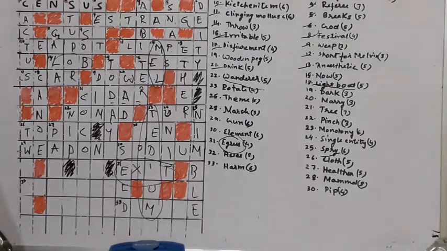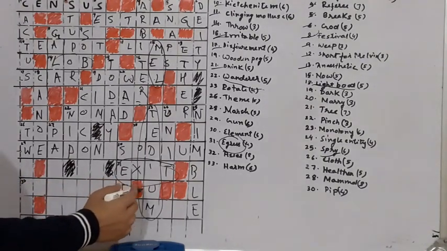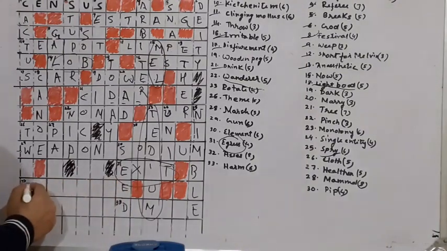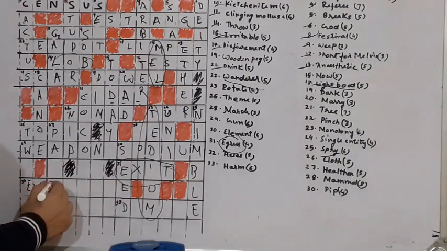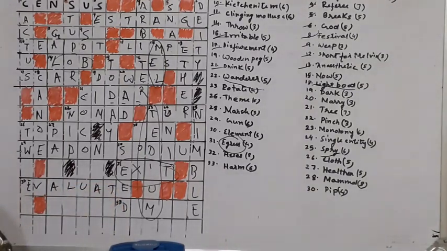across, 32 we can see assess. Assess means evaluation, isn't it? Evaluate. Let me see. Evaluate. Okay. Evaluate. Right? Then 32 is done.